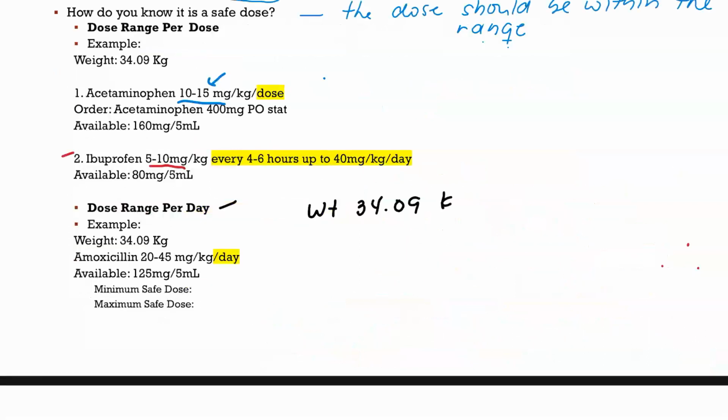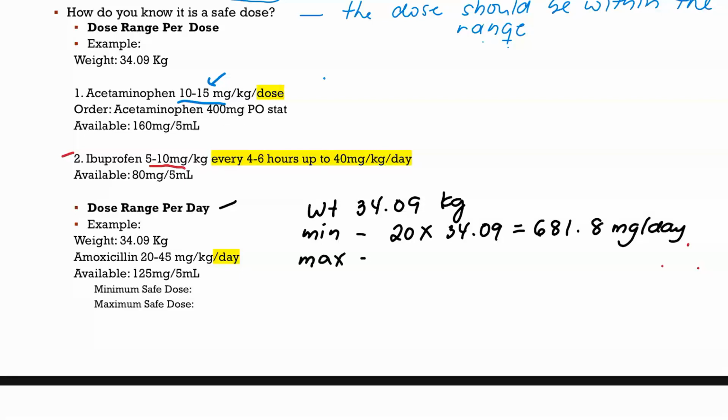All right, let's take a look at this example, right? This is an example for dose range per day. So let's figure out our weight, which is the same weight, 34.09 kilograms. No need for conversion because it's already in kilograms. We need to calculate for the minimum, right? So the minimum safe dose for this, how do we determine? We multiply 20 times 34.09.